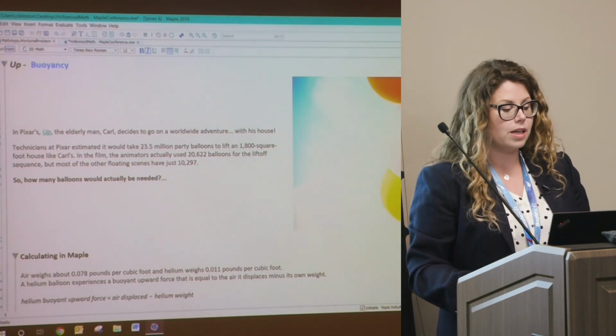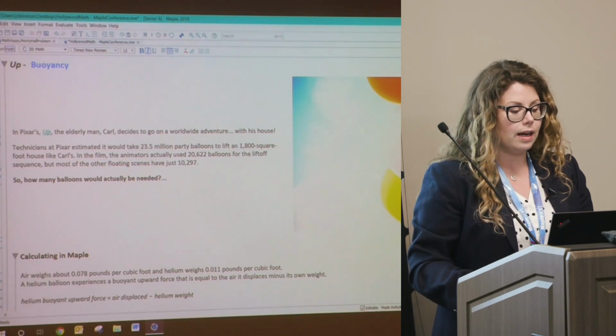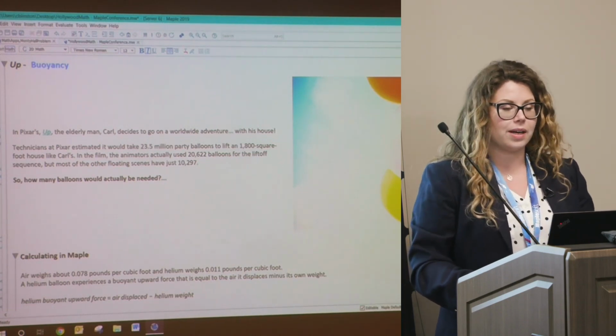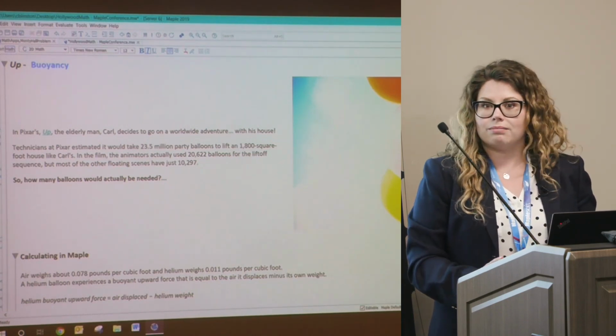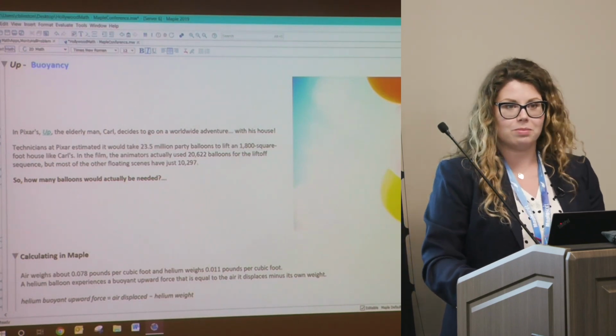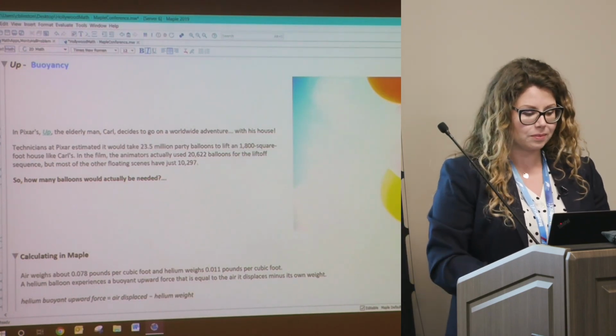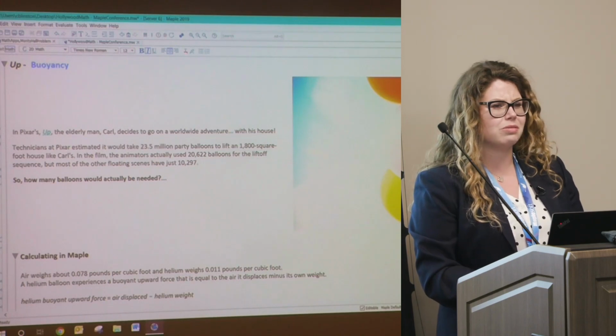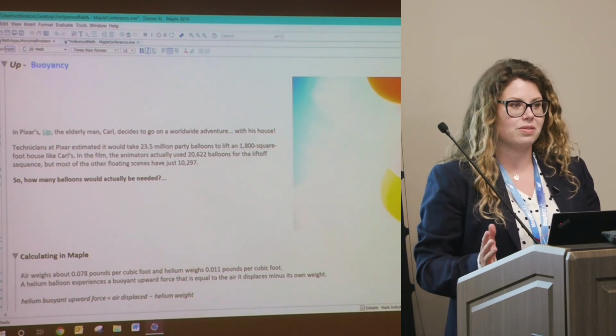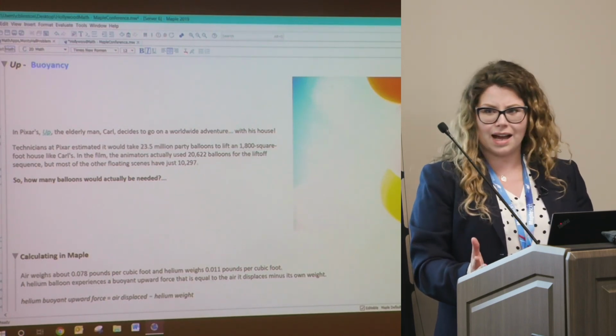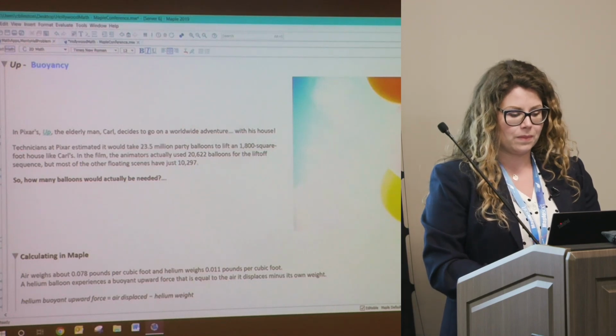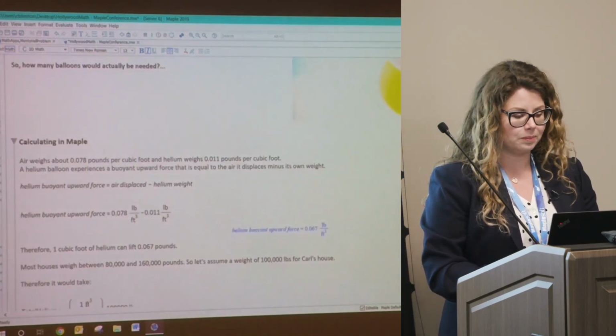In the film, the animators actually used 20,622 balloons for the liftoff sequence, and then later on used 10,000, just because animating that many balloons consistently would be quite complicated. But how many balloons in real life would the physics actually take to lift a house of that size? So let's calculate that in Maple.